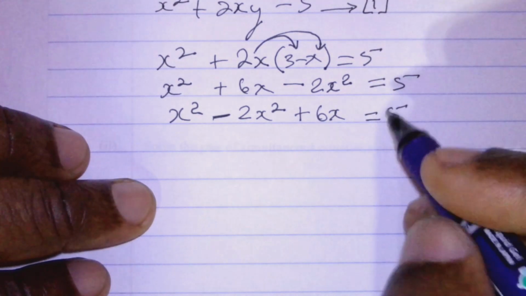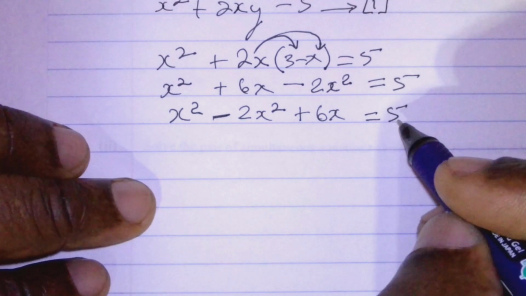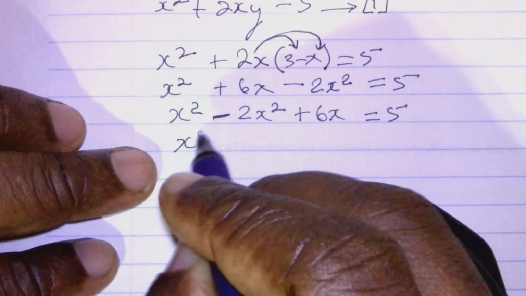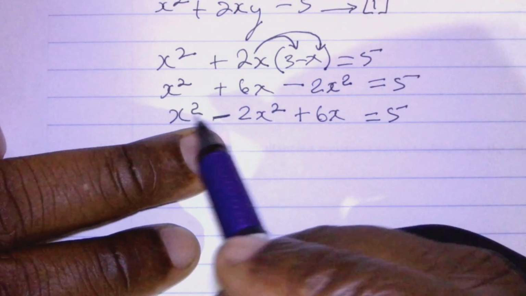So I'm going to need to do what? I'm going to need to remove this 5 from this side. So let's do that. So I'm going to say x squared. Now mind you, before I put x squared here, let's simplify this, because these are like terms.